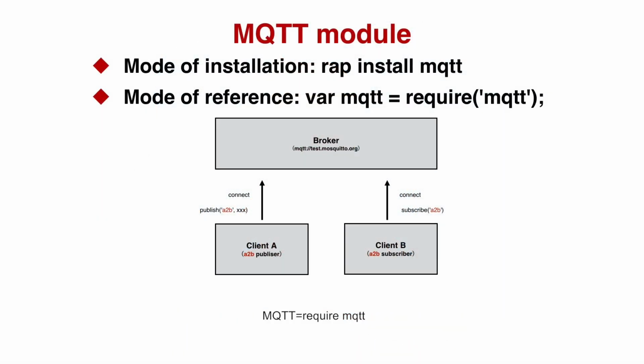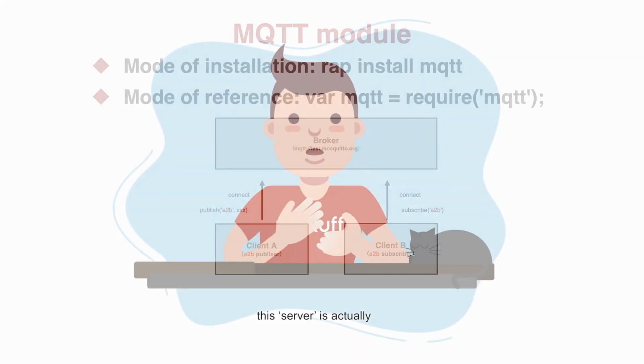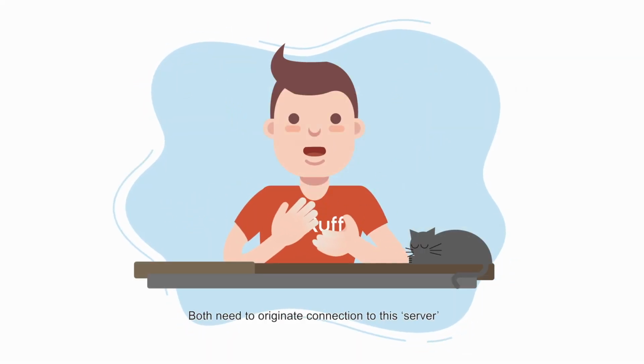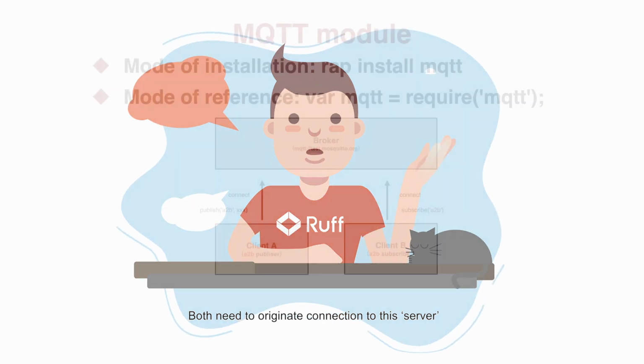The mode of reference is also the same as that before: mqtt equals require mqtt. The next diagram provides more details on how to use this MQTT module. As we see, when we want to send a message from A to B, in fact, what both code files A and B need to do is connect to the server, originating a client operation to connect to a server. As we see here, this server is actually open publicly to developers. Both need to originate connection to this server.